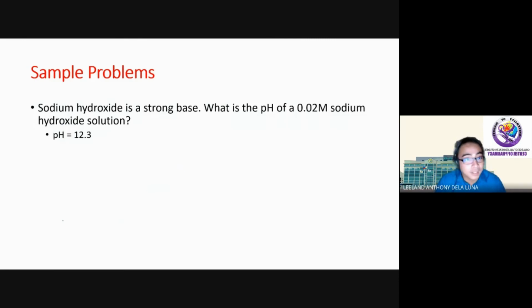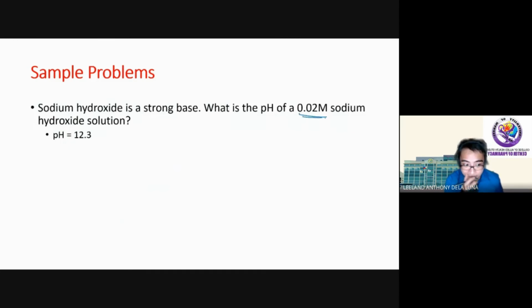Next one. Sodium hydroxide is a strong base. What is the pH of a 0.02 molar sodium hydroxide solution? The pH there should be 12.3. So, how do we answer this? Again, class, since this is already given, its concentration is 0.02 molar.